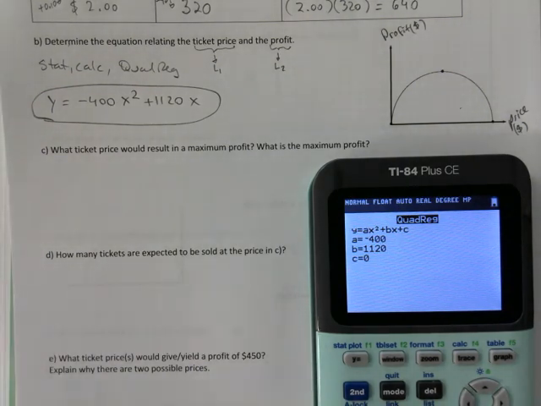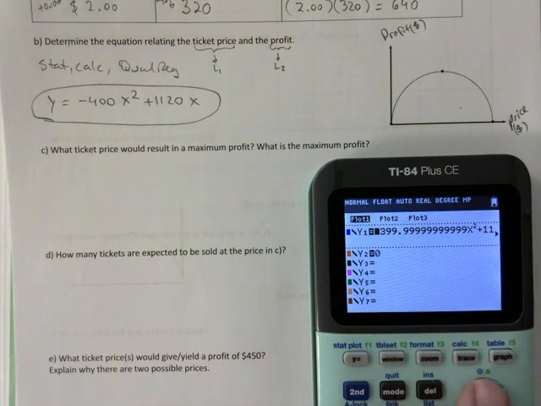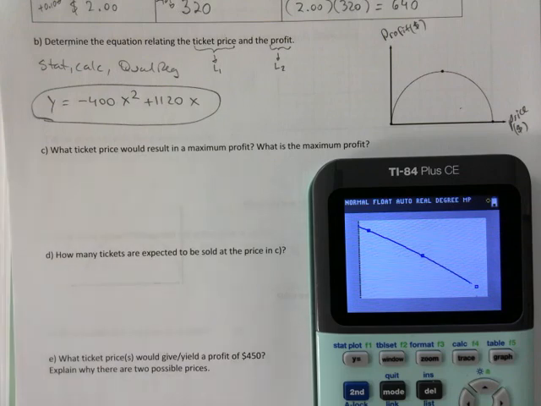Let's graph it and make it show up on our screen. So I'm going to go Y equals, Plot 1 is turned on, and I'm just going to go ahead and go Zoom 9. Let's see if that helps me. And in this case, it's a terrible zoom. It's not good. It shouldn't be like this.